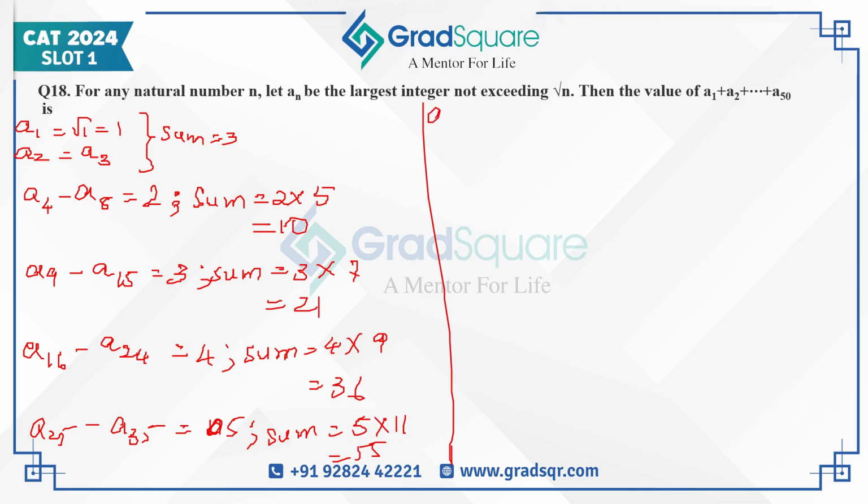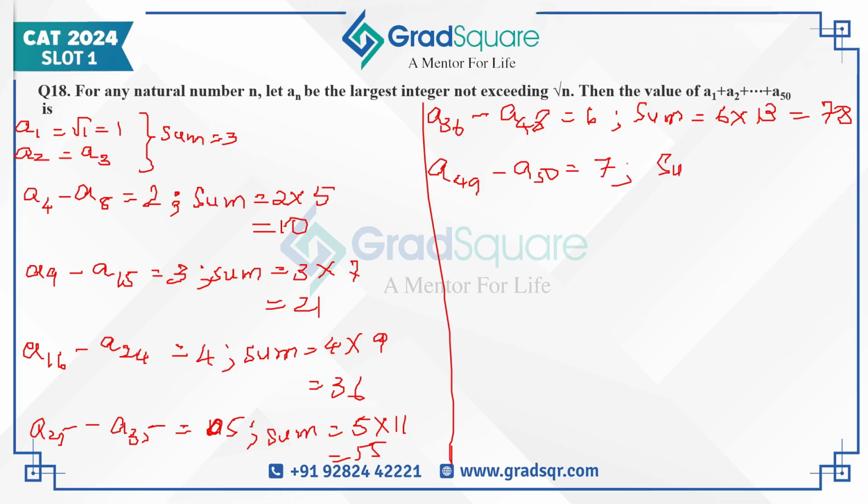Then from a36 to a48, each value will be 6. And the sum over here is equal to 6 into 13, which is equal to 78. Then a49 to a50, each value is going to be 7, and the sum is equal to 2 into 7, that is 14.